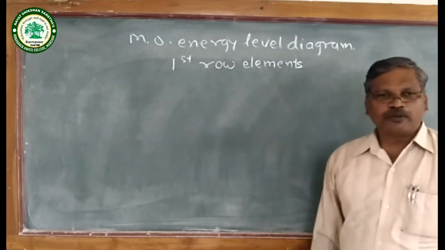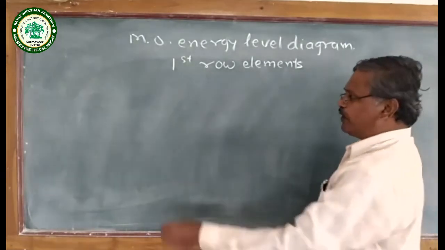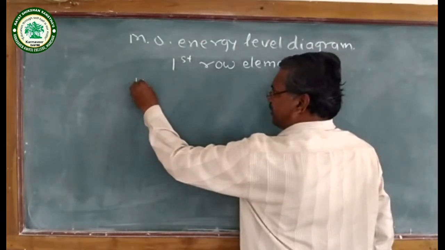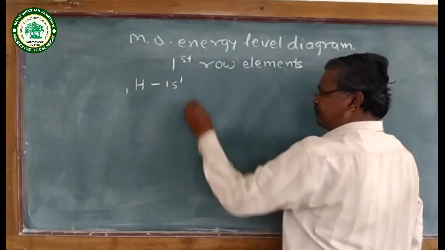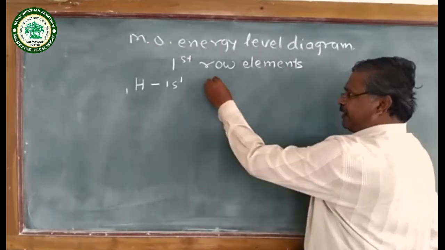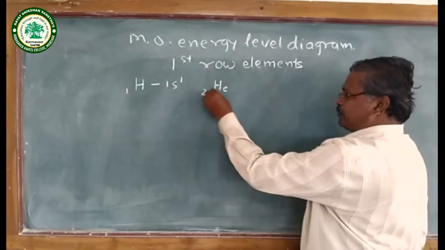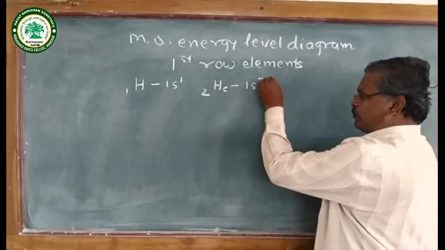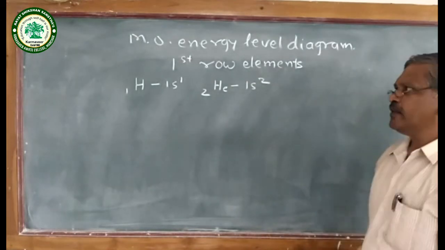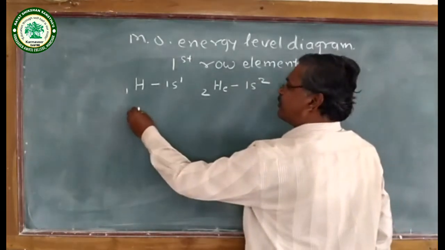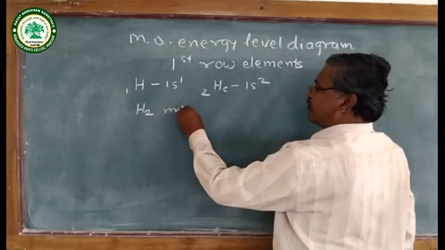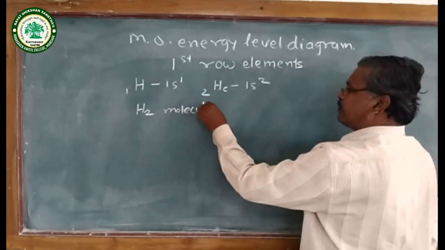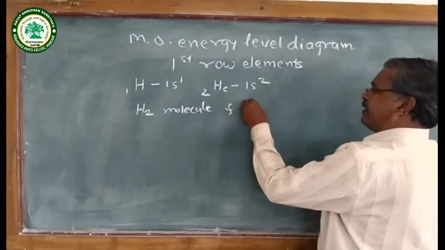The first row of the periodic table consists of two elements, namely hydrogen, atomic number 1, 1s1, and helium, atomic number 2, 1s2. And hence their homonuclear diatomic molecules will be the H2 molecule and the helium molecule.